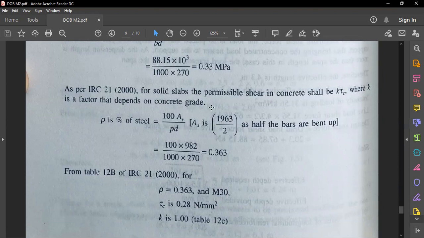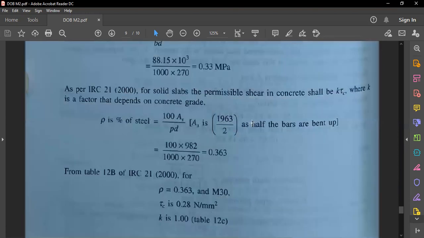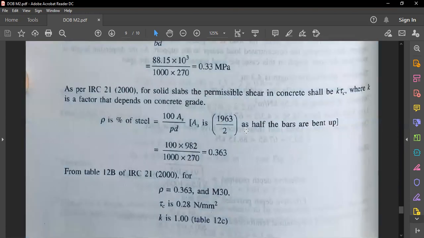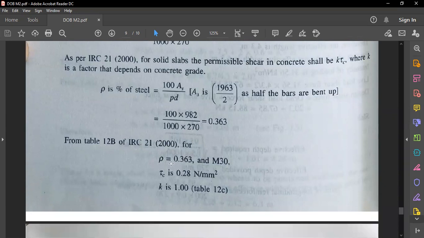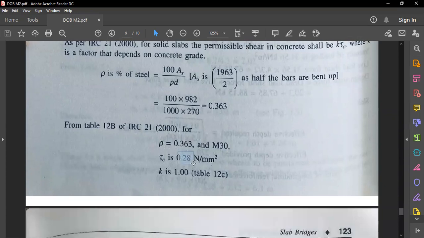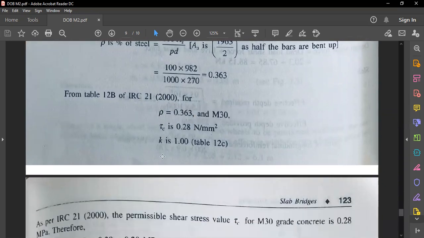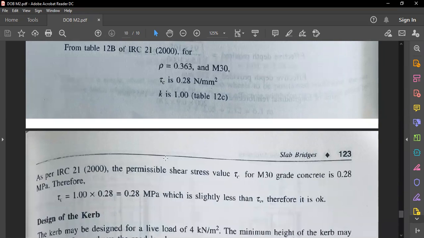So this half you have to consider, since at the center half of the bars are bent up. 982,000 into 270, 100 AS by BD it is. B is 1000, D is 270. So referring to Table 12B in IRC 21, for M30 grade, tau C is 0.28.